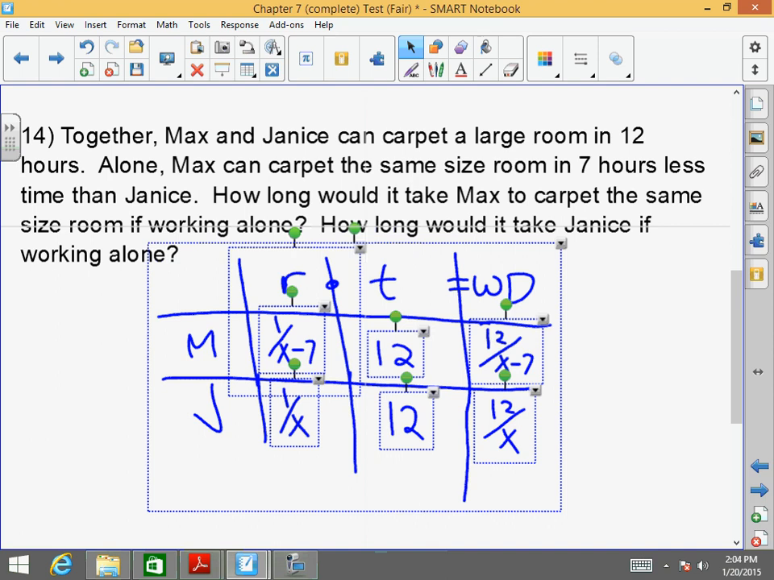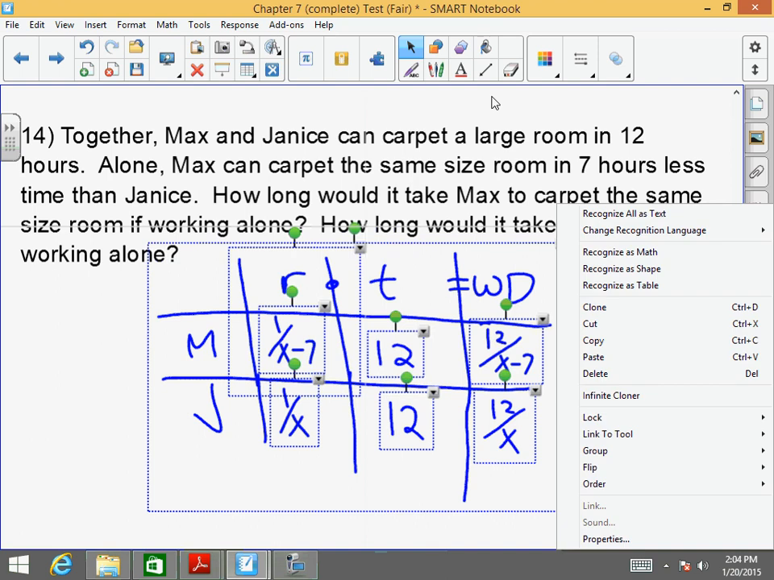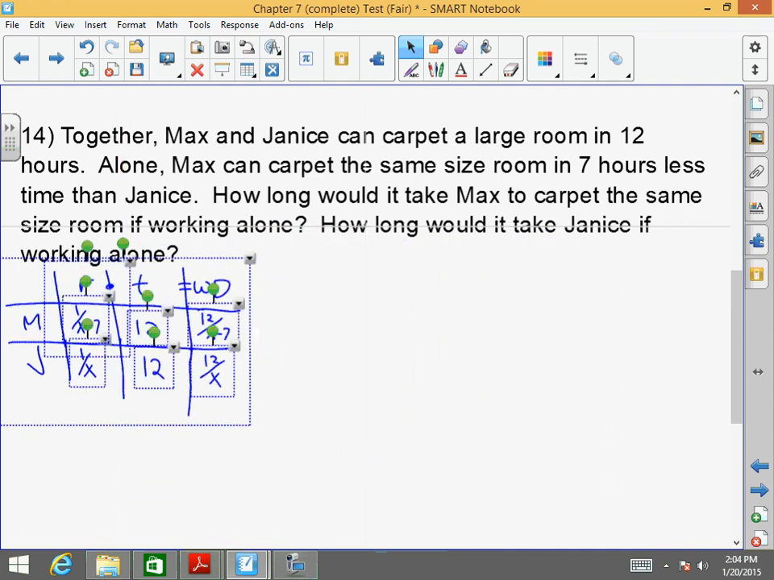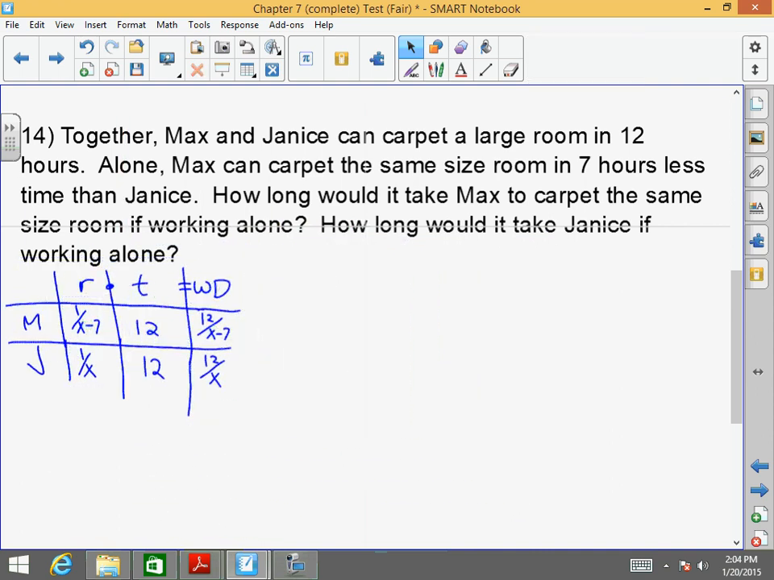Yes, he is slower. Yeah, he's slower than Janice. A man can be slower than a woman. It's okay.